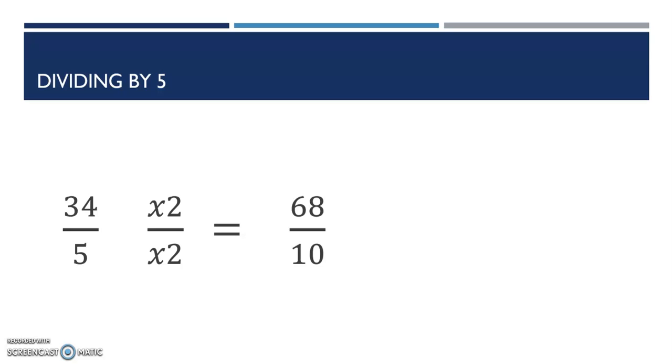But when you're dividing by 10, all you have to do is take away your denominator and move your decimal place over to the left one, and you're left with 6.8. And 6.8 is your answer. So you see here, we forgot the denominator of 10, and we moved our decimal over to make 68 into 6.8.